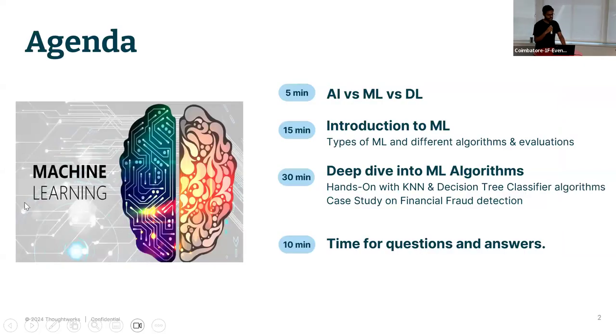All right. So the agenda for today: I'll briefly cover what is AI, what is ML, what is DL. We'll be focusing primarily on the ML side of things. So we'll talk about the different types of ML and different algorithms. Again, we'll not go into each of these algorithms, but we will try to deep dive into at least one or two. Then we have a case study on financial fraud detection, and how it is applicable for different domains. A lot of banks are interested in this kind of area. And then at the end, we will have some 10 minutes for question and answers.